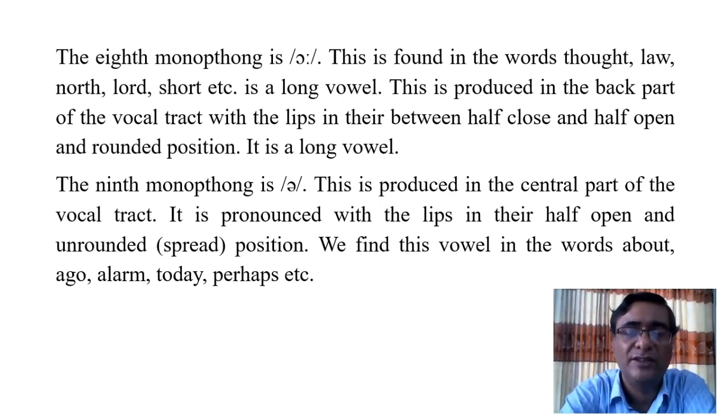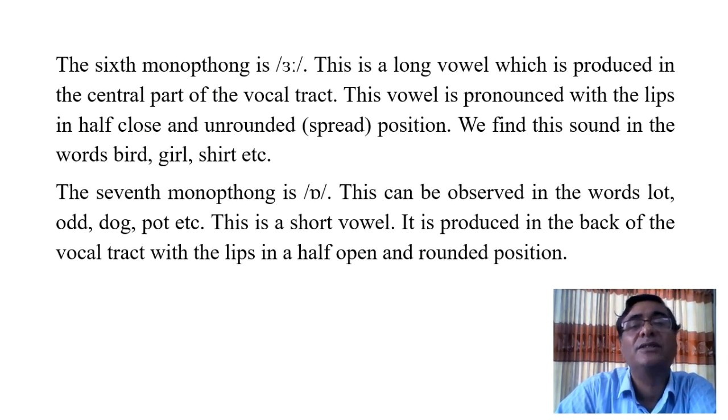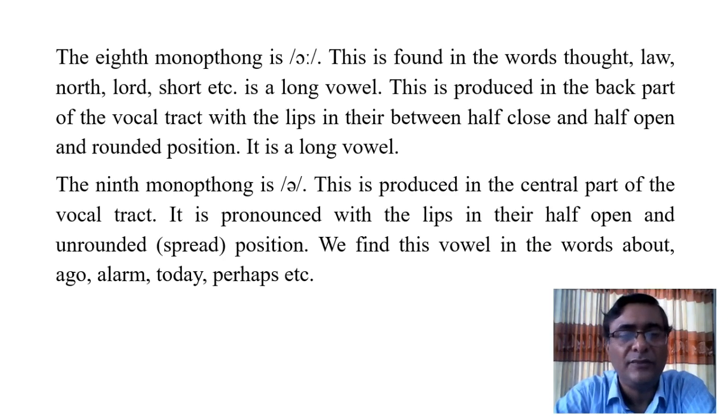But still, I remember one thing: the position is rounded, and half closed and half open. So it's between half closed and half open. So it's not that much open. The previous one was a half open position. Rather, this one is open, but this one is less open, and it's between half closed and half open. So less open than the previous one, but rounded, and it's a long vowel. You must have noticed. The ninth monophthong is ɔː.